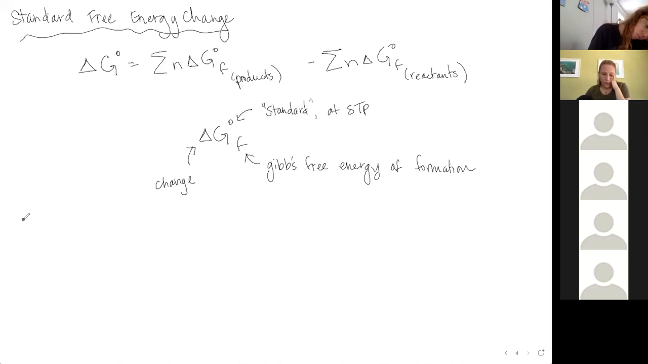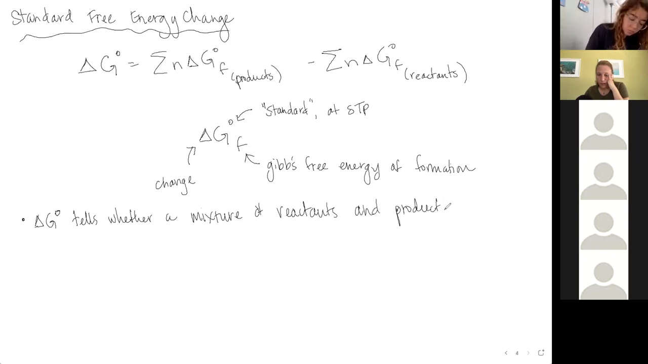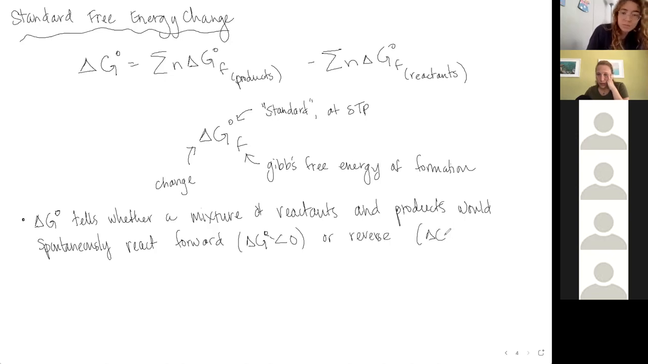So to recap, your delta G standard, this value here, tells whether a mixture of reactants and products would spontaneously react forward, where delta G is less than zero, or reverse, where our delta G is greater than zero. So this is a negative, this is a positive.